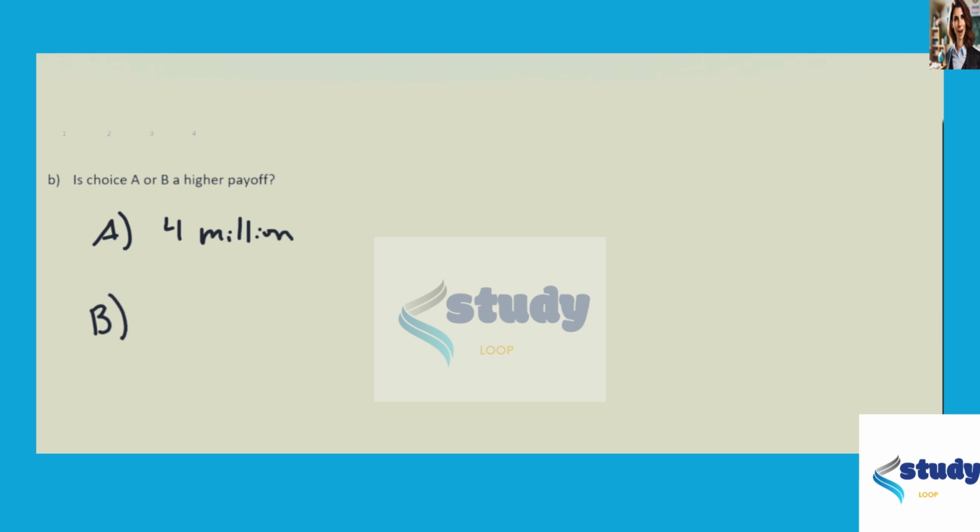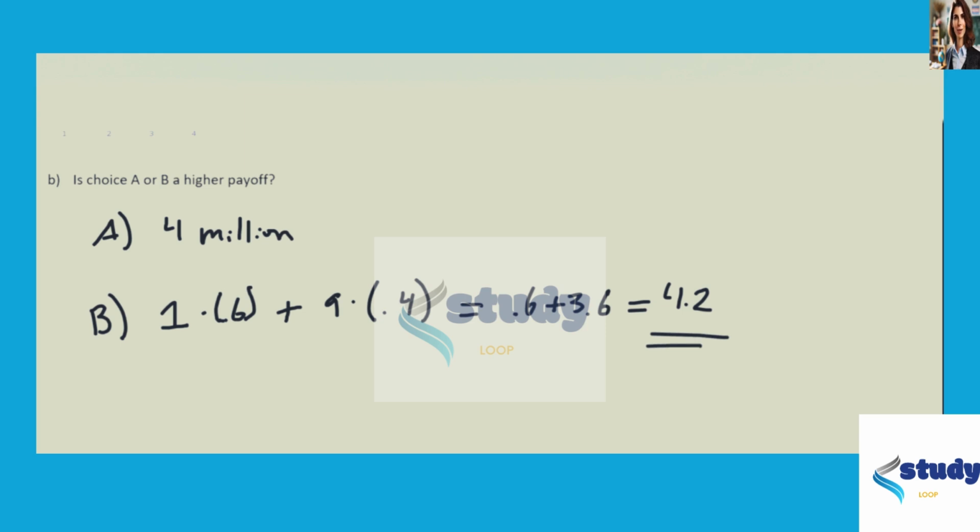Choice B is a little bit more complicated, but we just need to look at the expected value. And the expected value is the payoff times the probability of that payoff. And so we get a payoff of 1 million with a probability of 0.6, times 0.6, plus we get 9 million with a probability of 0.4. And so we see that that's 0.6 plus 3.6, which equals 4.2. So the expected payoff for choice B is higher than the expected payoff for choice A.